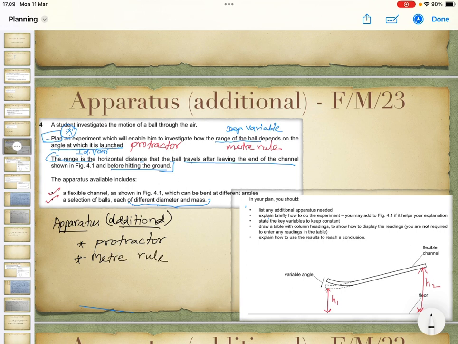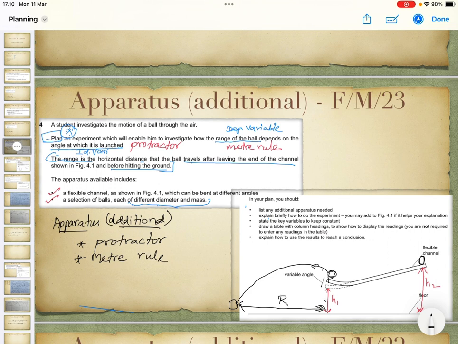Maybe you see, when the ball is dropped at the top edge of this channel, it moves through the slope, and upon reaching this bottom edge here, it flies off from the bottom edge, right? And then it flies and reaches the ground here, isn't it? So what is the range? The range is the distance from the tip of the channel until it reaches the ground. So this one is the range, right?